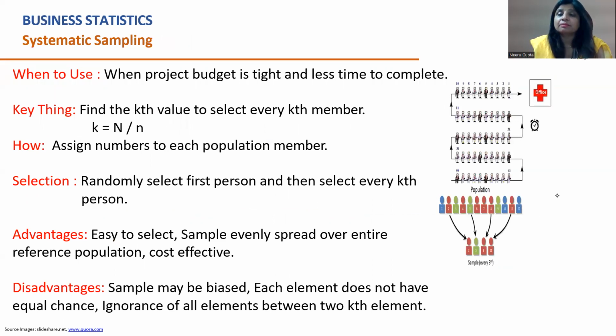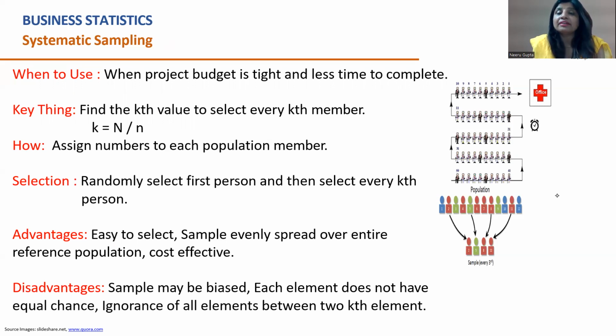In systematic sampling, we make a system like every fourth person, fifth person, or 10th person. That depends upon the number of units in your population. We use systematic sampling when the project budget is tight and there is less time to complete. You might say, ma'am, why not make strata, but that is expensive and time consuming also.